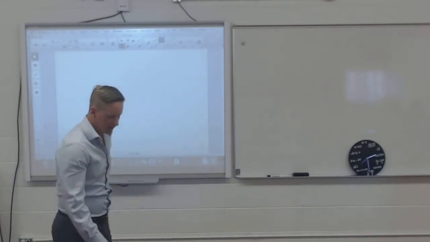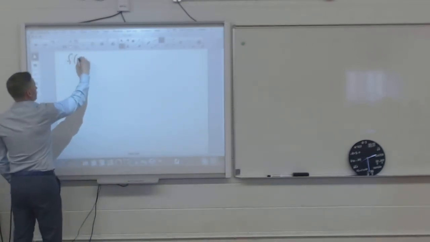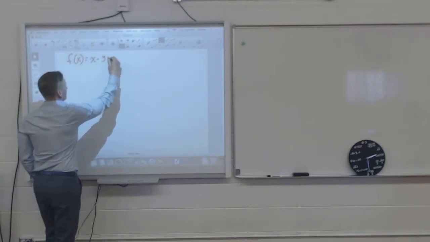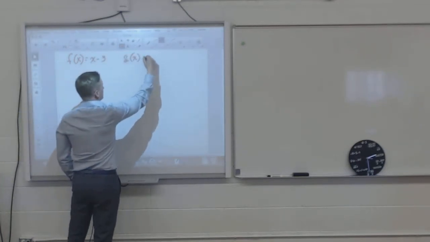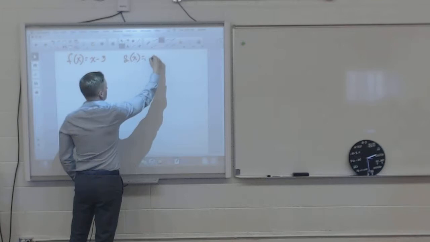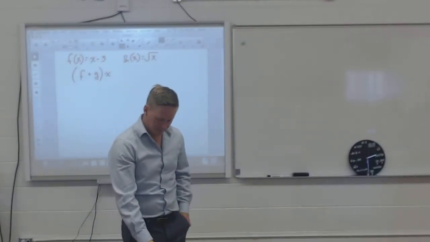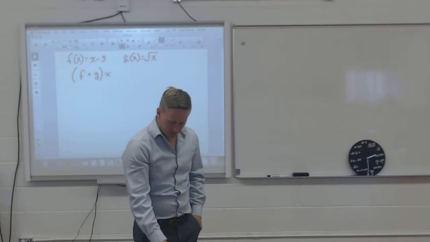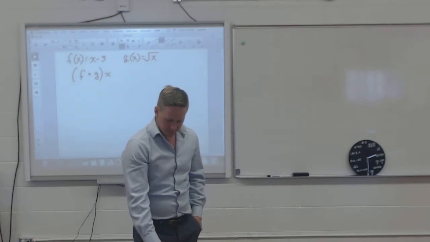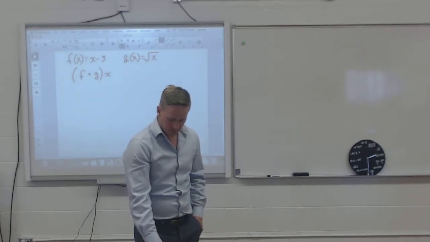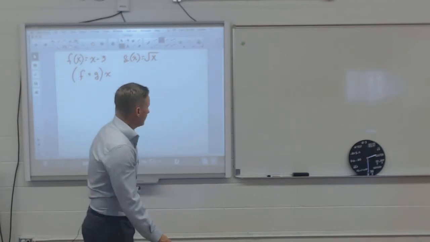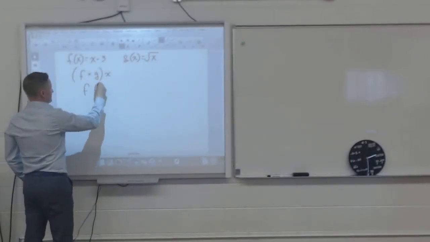f of x is equal to x minus 3. g of x is equal to the root of x. Now, it wants you to find f of g of x. This is new notation to you. That does not mean multiplication because the dot is open. So what this reads as is this.